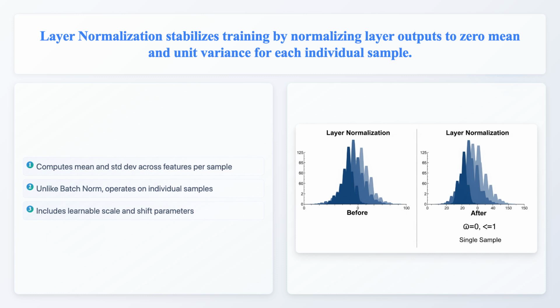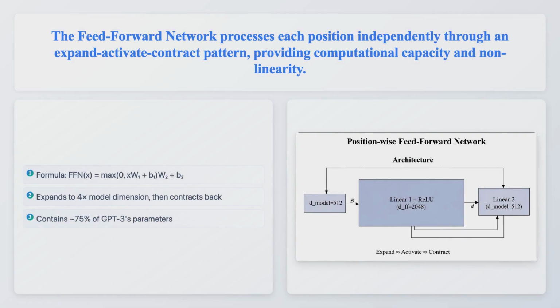After attention contextualizes the tokens, we need another component to process each token's information individually, the position-wise feed-forward network, FFN. This is a simple but crucial two-layer fully connected neural network applied independently to each position in the sequence. The FFN structure follows a specific pattern: expand, activate, contract.